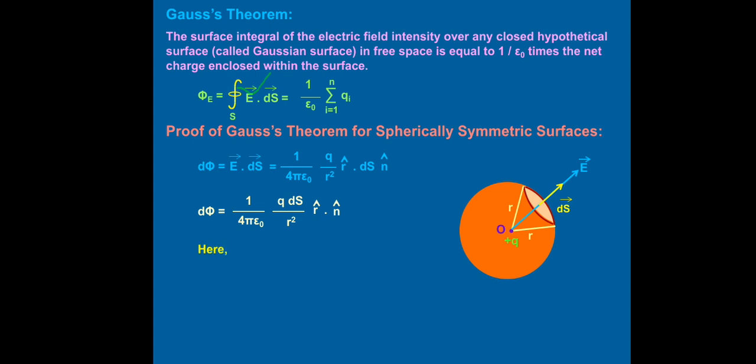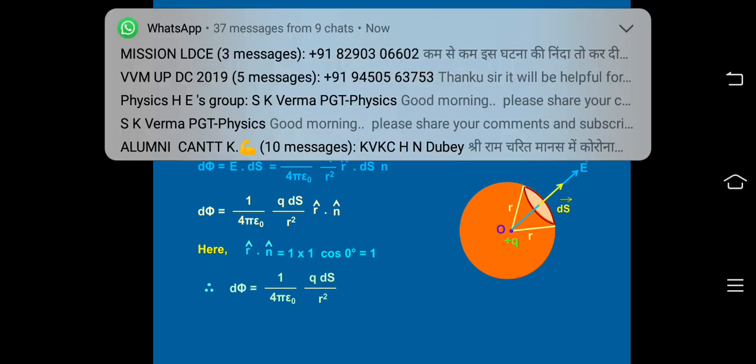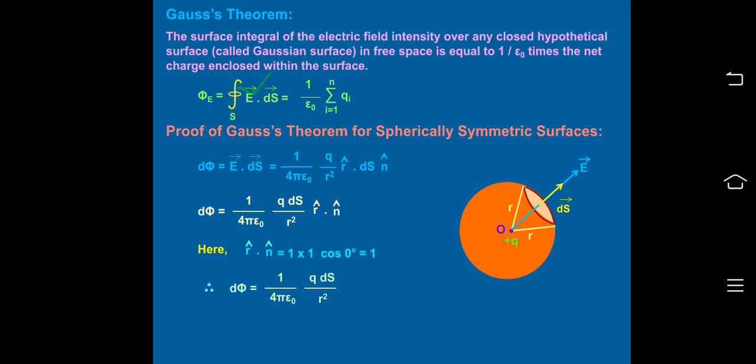Then the total flux through this surface can be calculated by integrating: phi equal to integral d phi.